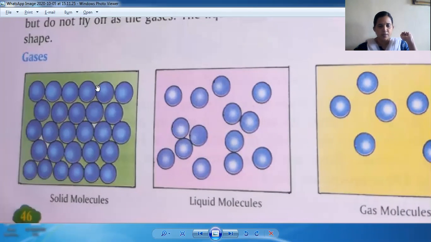Okay, children. So in this way, when they ask you to draw the diagram, in solids the molecular space between them is very less, so they are very tightly packed. Liquid molecules are loosely packed. And in the gaseous state, they are very loosely packed, so the intermolecular space is more. For solids it is very less, and for the liquids it is somewhat less compared to solids, but for the gaseous state the intermolecular space, the distance, is more. And next, what are the other characteristic features of the liquids?